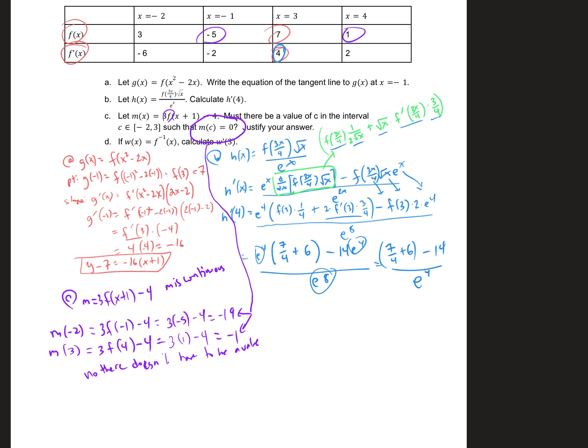Now, if this had said m of c, is there a place where m of c has to equal -5? Absolutely, because -5 falls between -19 and -1, and by the intermediate value theorem, there would have to be a value that crossed it.